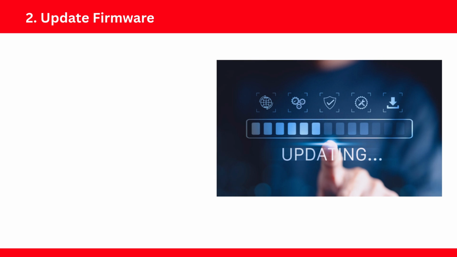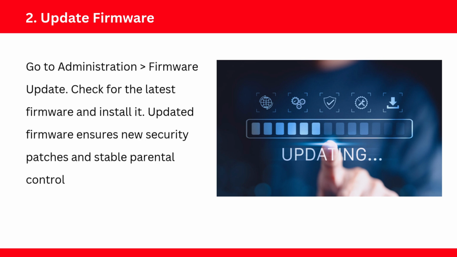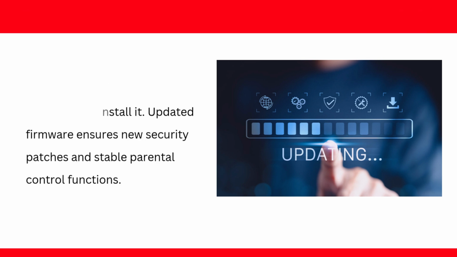2. Update firmware. Go to Administration, Firmware Update. Check for the latest firmware and install it. Updated firmware ensures new security patches and stable parental control functions.